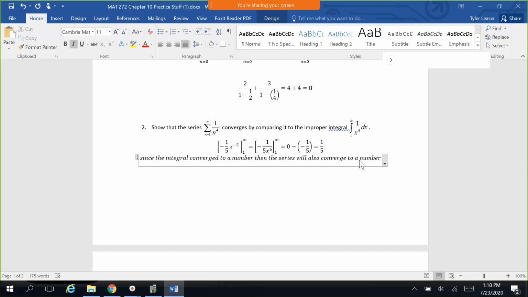And then remember, it's the other way around too. If the integral diverges, that means that this series also diverges. All right, so that's the integral test. If you can rewrite the series, the sequence, I guess, as a function and then integrate over that, then you can compare the convergence of the integral with the convergence of the series. All right, so that's that one. Any questions about integral test?